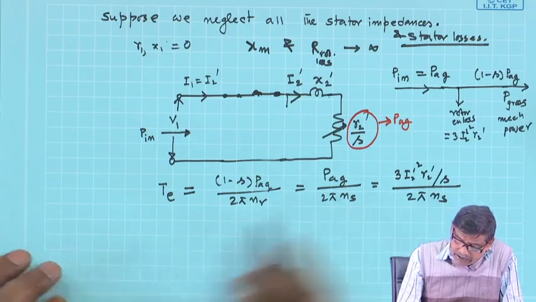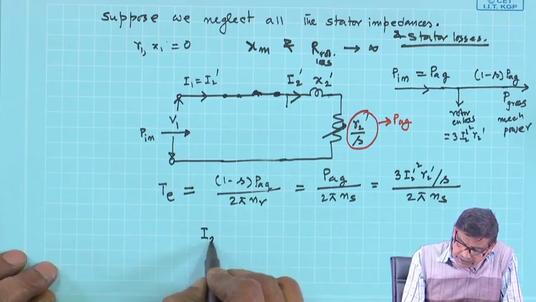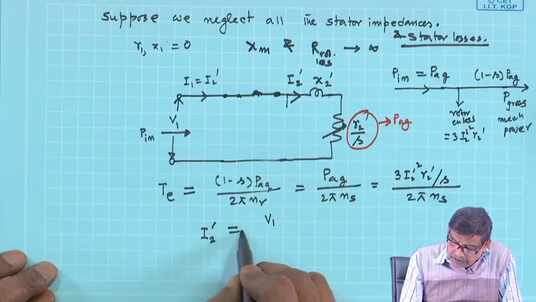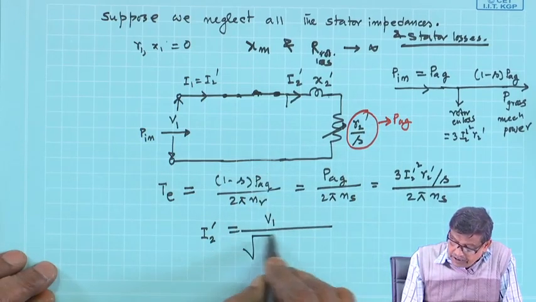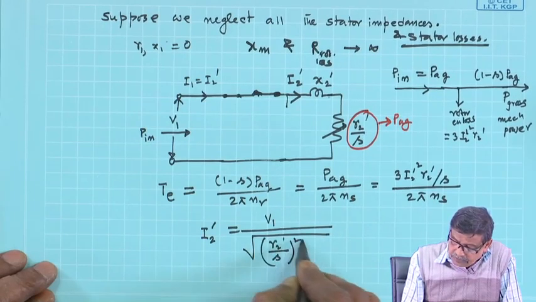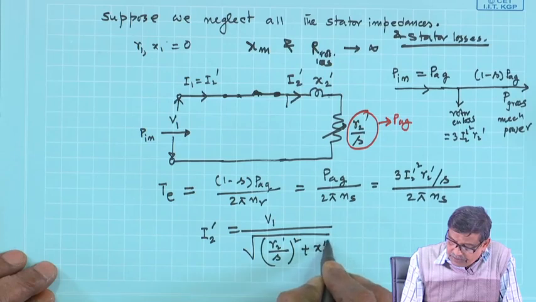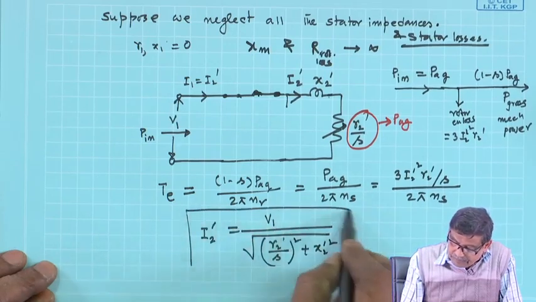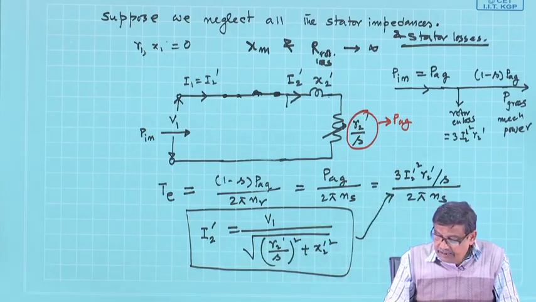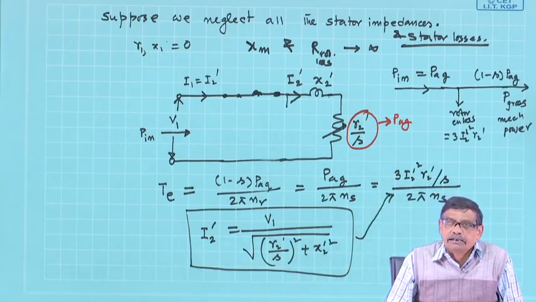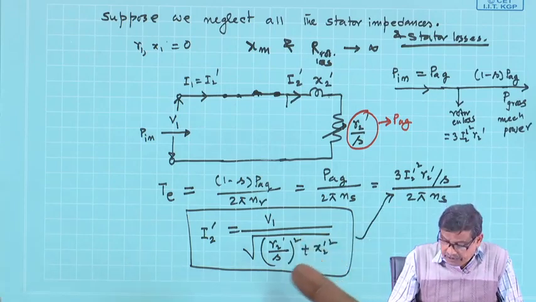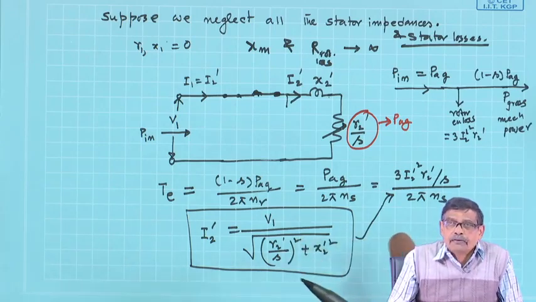Now, in this particular case I2 dashed is nothing but V1 RMS value divided by the square root of R2 dashed by S whole squared plus X2 dash squared, and I will put it here and get the expression of the electromagnetic torque in the next class. You can in the meantime try on your own. Okay. Thank you.